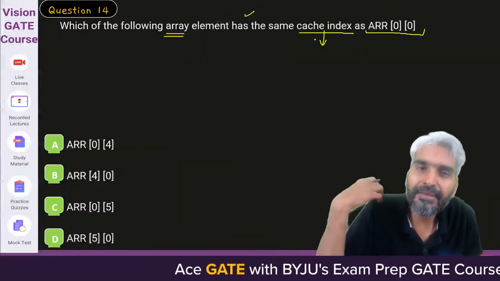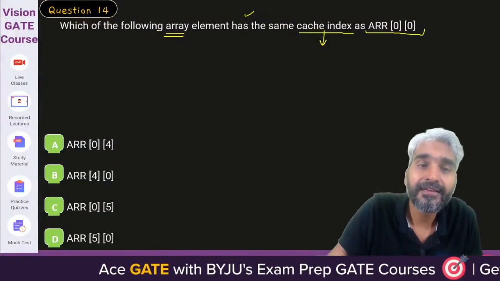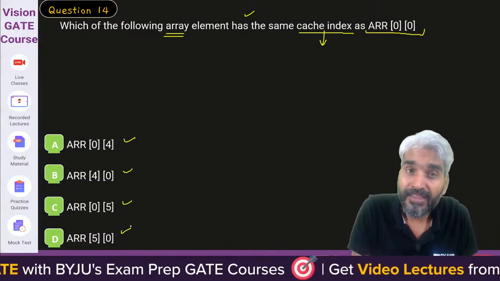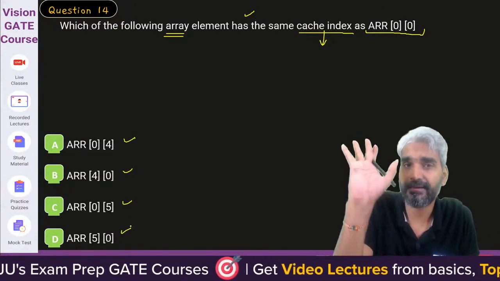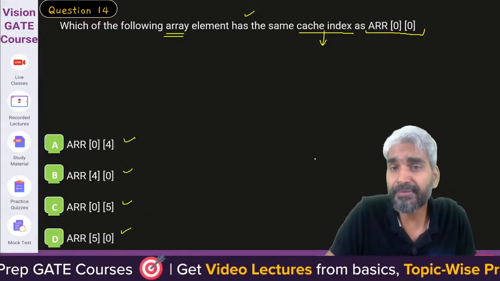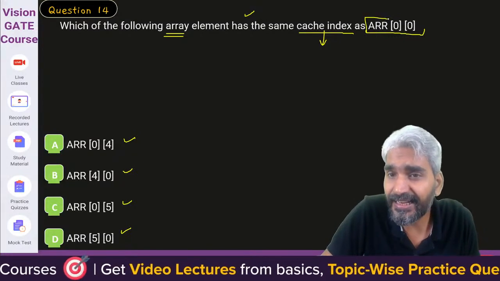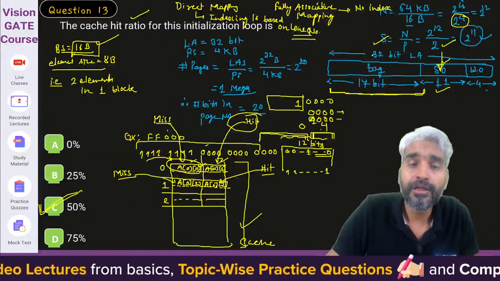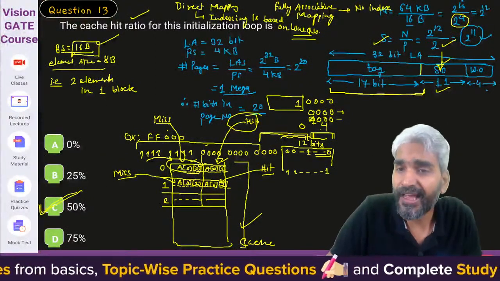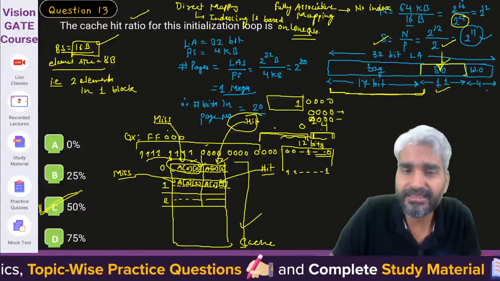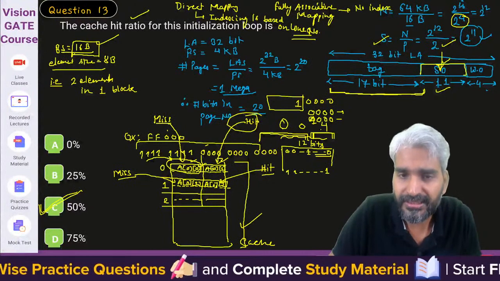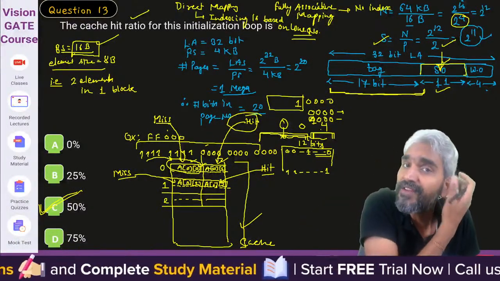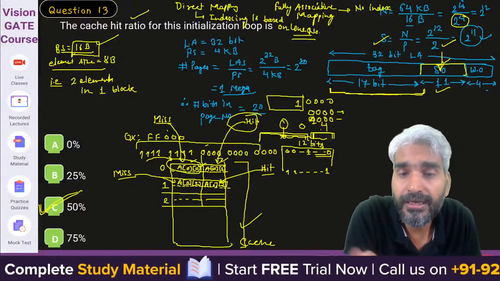Now, what is the meaning of this question? This question is asking which of the following array elements will have the same set offset as the set offset of array element A00. You all know that the set offset of array element A00 is 0. This 11 bits will represent 0.